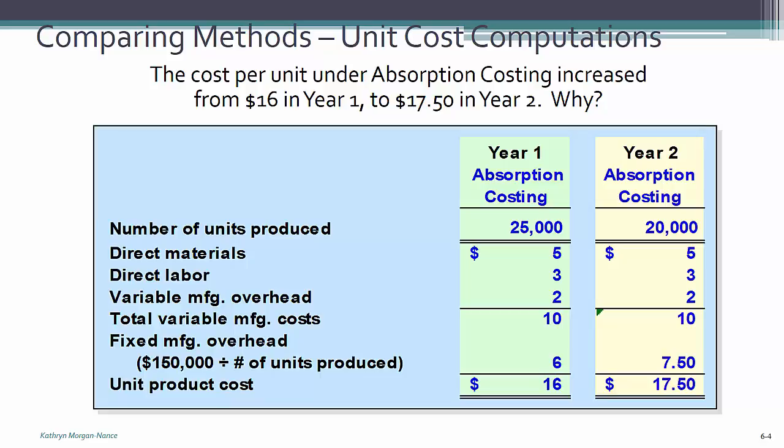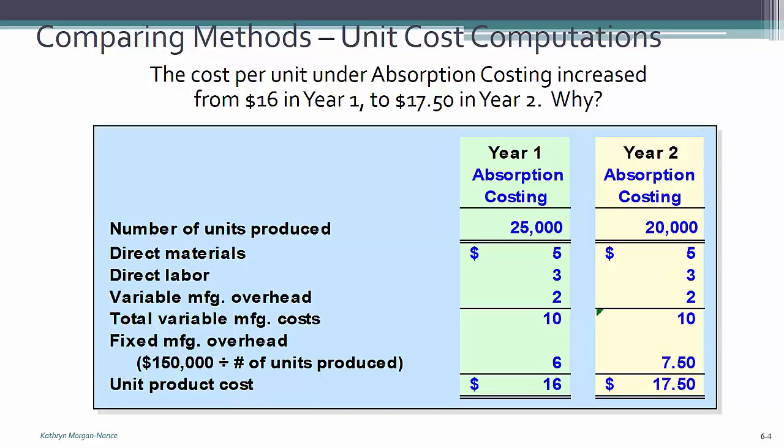Total fixed costs are unchanged. However, at $7.50 per unit produced, fixed manufacturing overhead in year 2 is $1.50 higher than the year 1 cost of $6 because production levels have declined. Regardless, it's extremely important to remember that changes in production volume don't change the fact that the company must still pay for $150,000 in fixed cost. Now, this example illustrates why fixed cost behavior is important to understand.